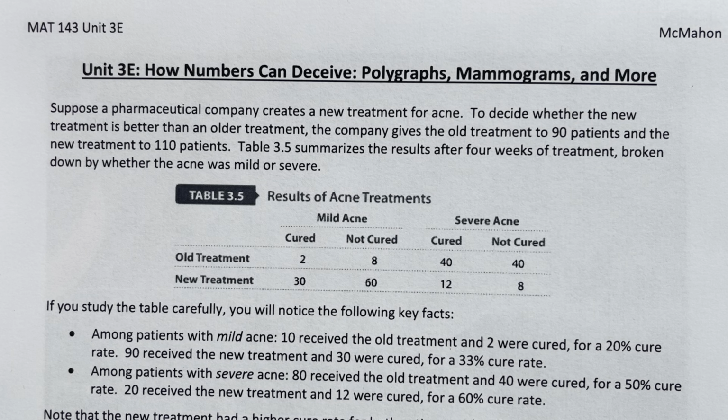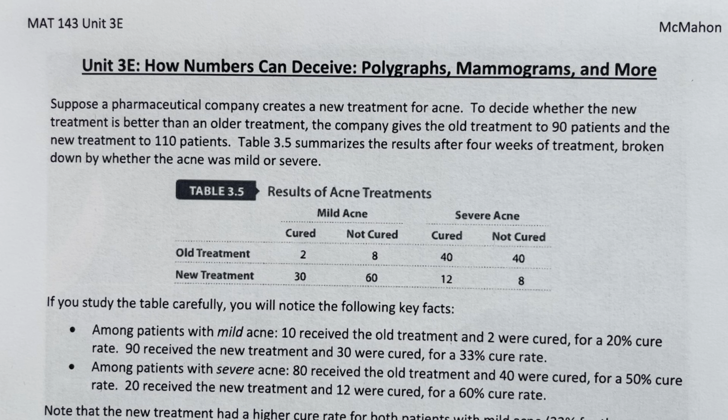And if you look at this, they gave 90 treatments to mild acne while giving 80 treatments to severe acne. That is a big concern. Those numbers need to be closer to 50-50. So if you want to have 90 people on the old treatment, it better be close to 45-45, severe and mild. And if you're going to have 110 patients taking the new treatment, it better be closer to 55-55. It doesn't have to be perfect, but they do need to be closer.